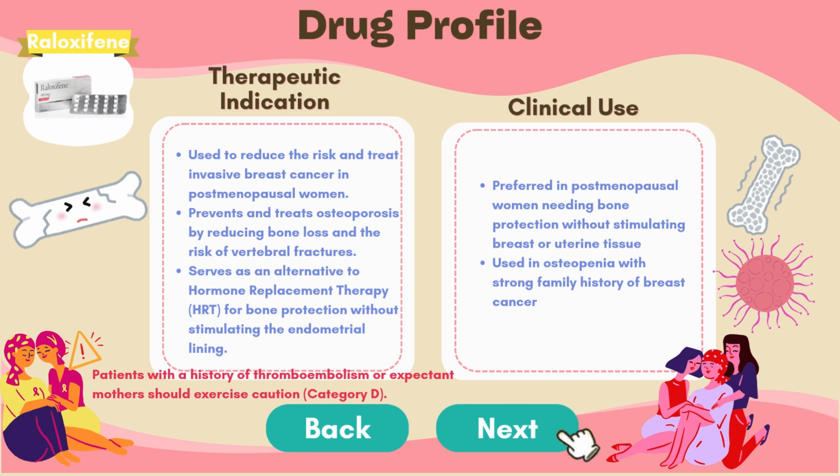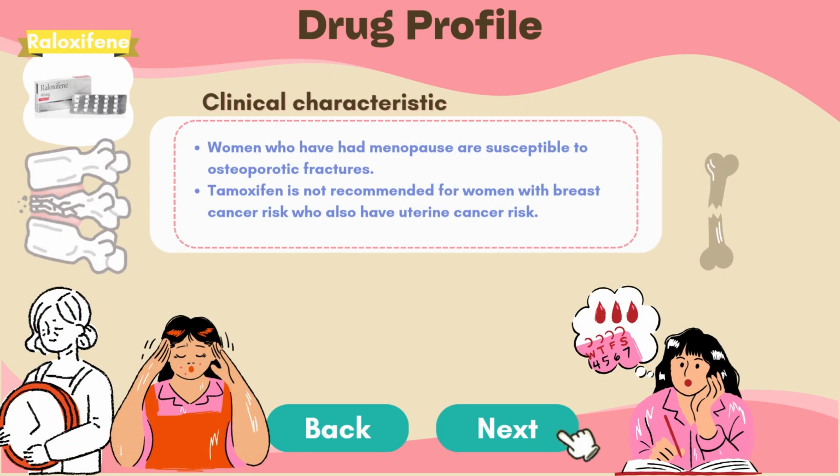For the clinical use, it is preferred in postmenopausal women needing bone protection without stimulating breast or uterine tissues. It is also used in osteopenia with strong family history of breast cancer. Warnings: patients with history of embolism or thromboembolism should exercise caution, which is category D. Last but not least, we will look at the clinical characteristics of RALOXIFENE, in which it is used for women who have had menopause and are susceptible to osteoporotic fractures. And it is also used as an alternative to TAMOXIFEN, which is not recommended for women with breast cancer risk who also have uterine cancer risk.